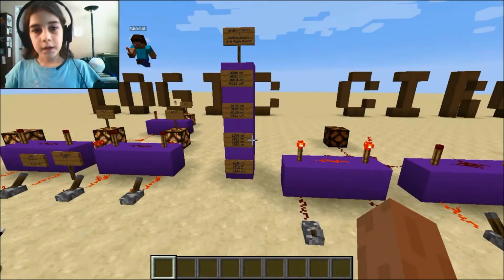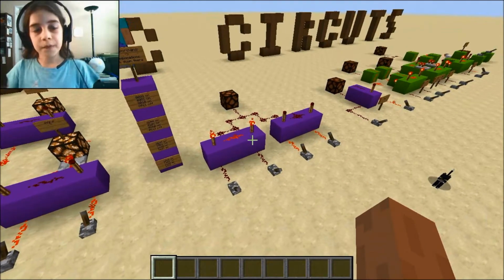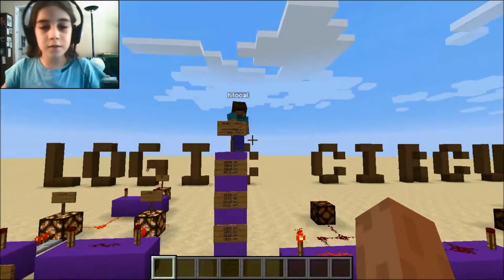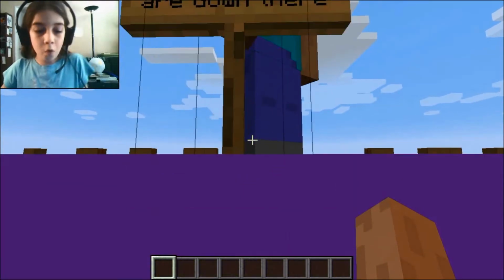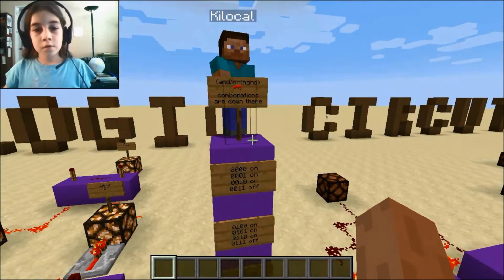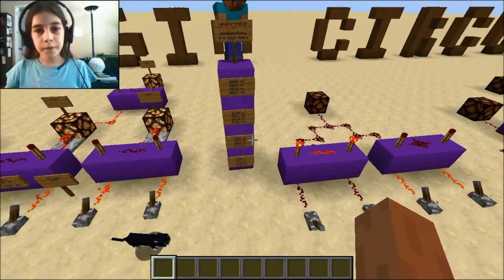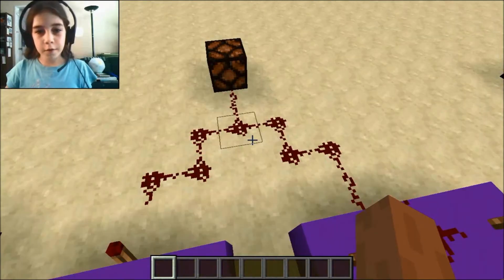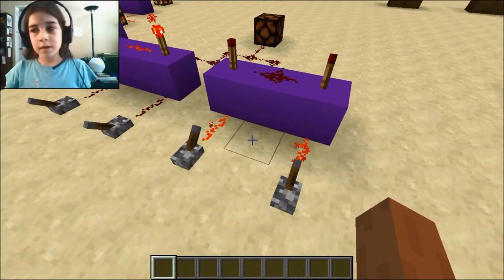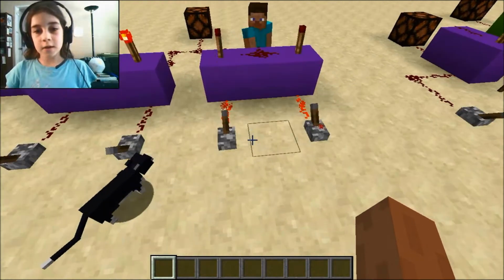So, now here is the next one. This is one that I was just kind of messing around with, and it's an AND or a NAND. So yeah, here's the AND that we used from the previous one. The OR is this area right here. And this is a NAND. A NAND is a not AND. It's everything except an AND.